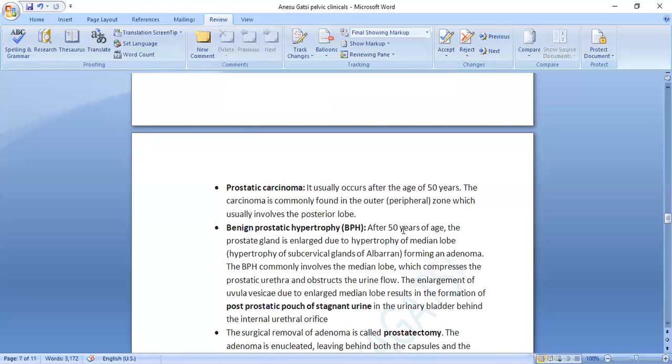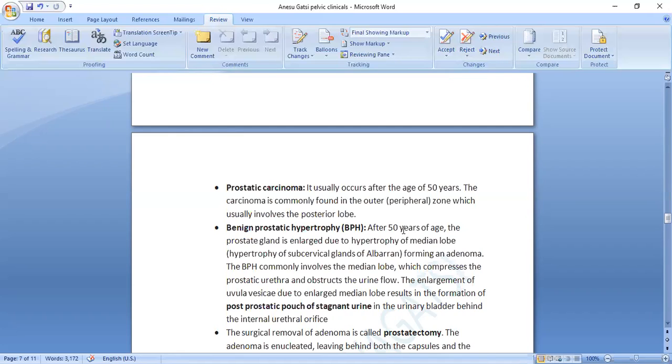The enlargement of the uvula vesicae will also be a clinical presentation, because remember that behind the urethra, you have what you call the uvula vesicae. I don't know how it's actually pronounced, but this uvula vesicae will enlarge and cause what you call the post-prostatic pouch of stagnant urine in the urinary bladder, behind the internal urethral orifice.